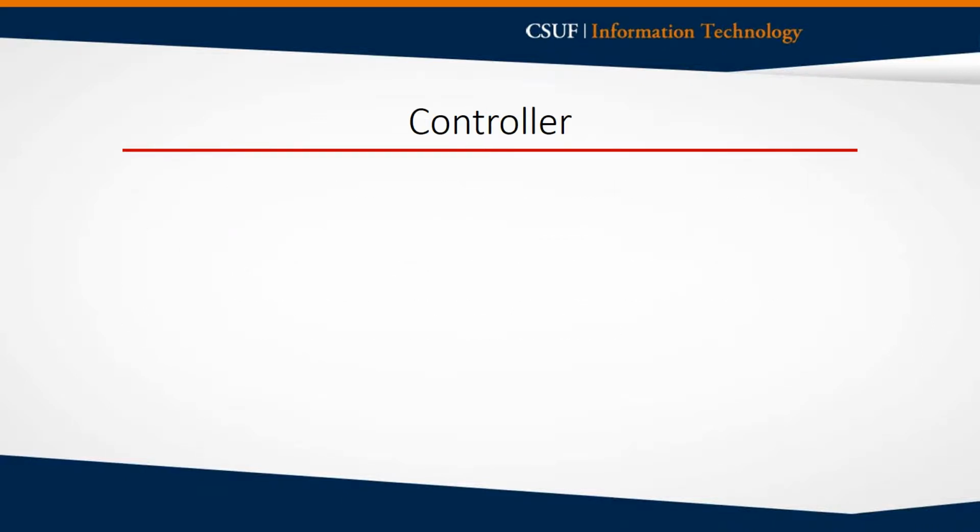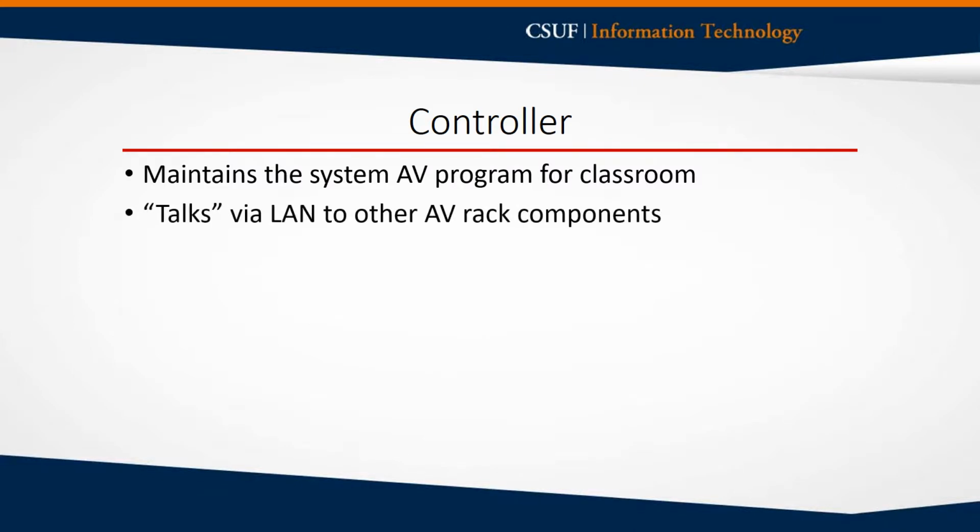The main function of the AV controller is to maintain the control program which communicates via the LAN to the other main components of the AV system.